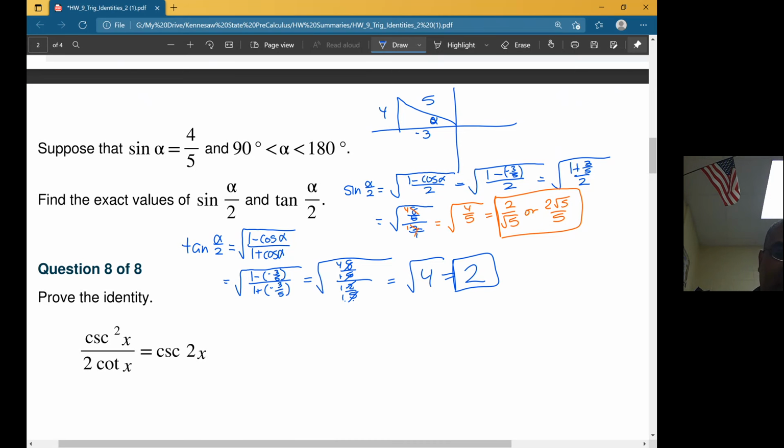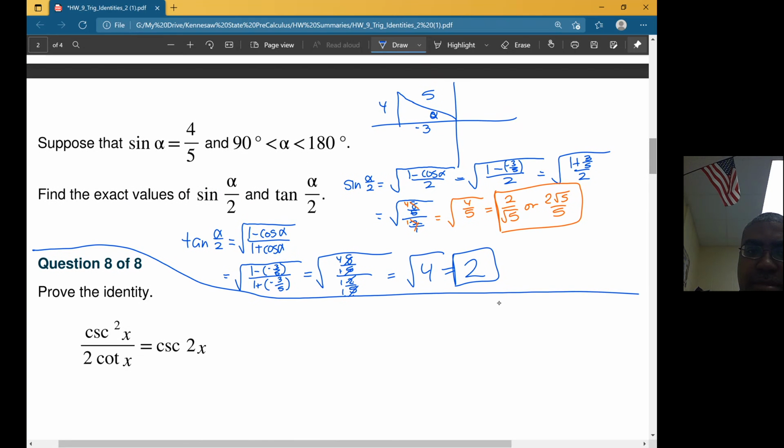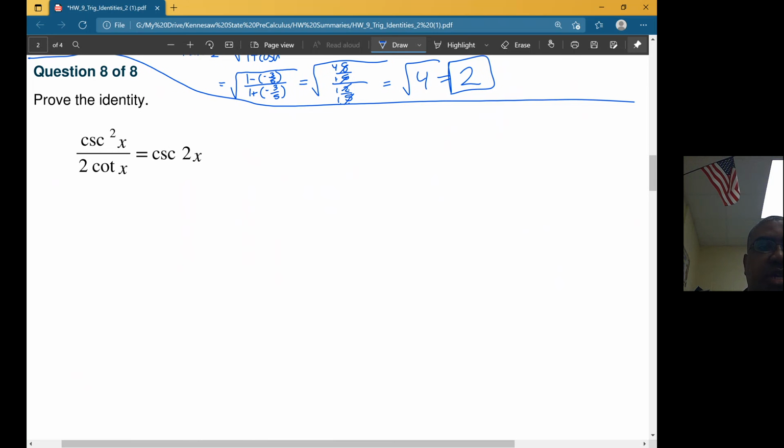Okay, now we can get to the fun part, or the actual fun part. Well, pause here if you need it. All right, prove the identity. Cosecant squared x over cotangent x is equal to cosecant of 2x. We are going to go with the left-hand side. So, let me put this up. So, we have that, and we know that cosecant squared x over 2 cotangent x.